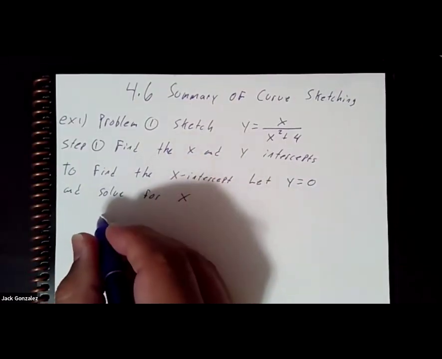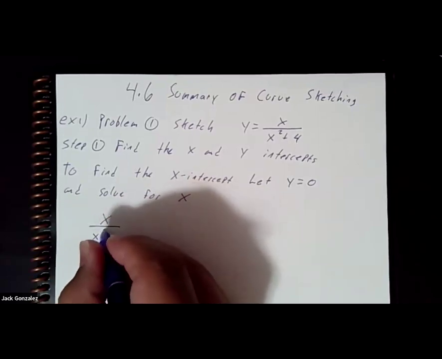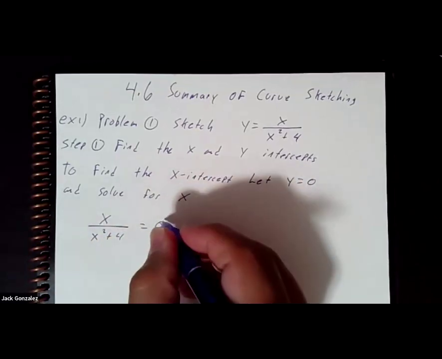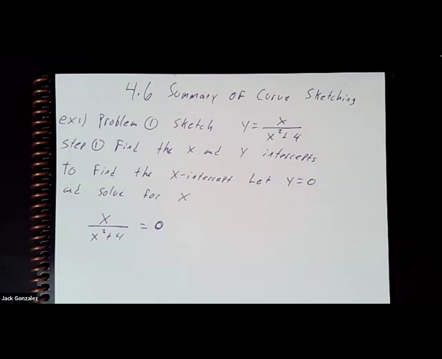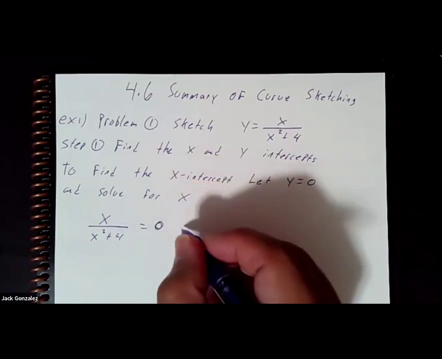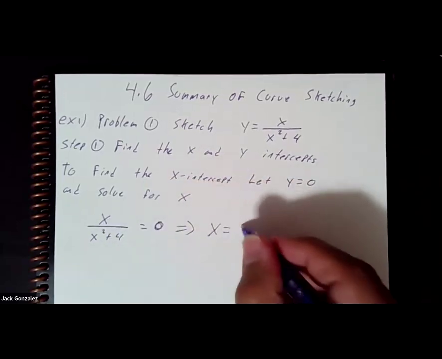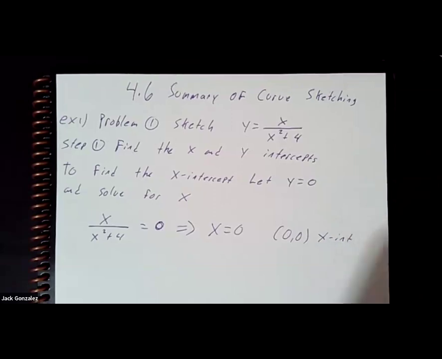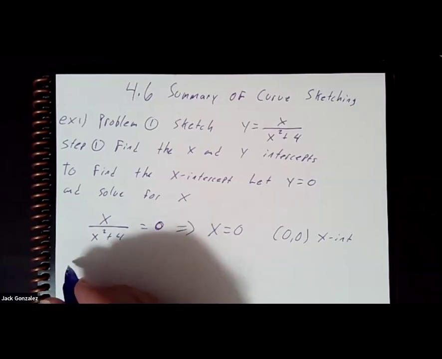So here we go. Setting this guy to 0, right away you should see what the answer is, right? What x value would make this 0? The bottom can't be 0, so as long as the top is 0, we're good. So this implies that x has to be 0, which gives us an x-intercept at (0, 0). Now let's move on to the y-intercept.